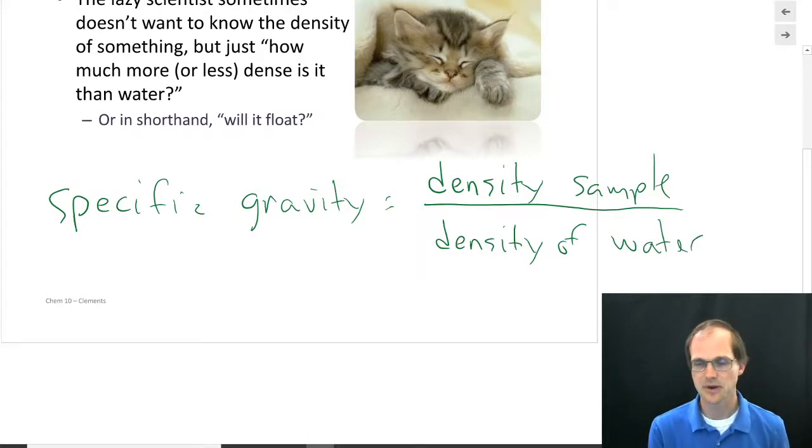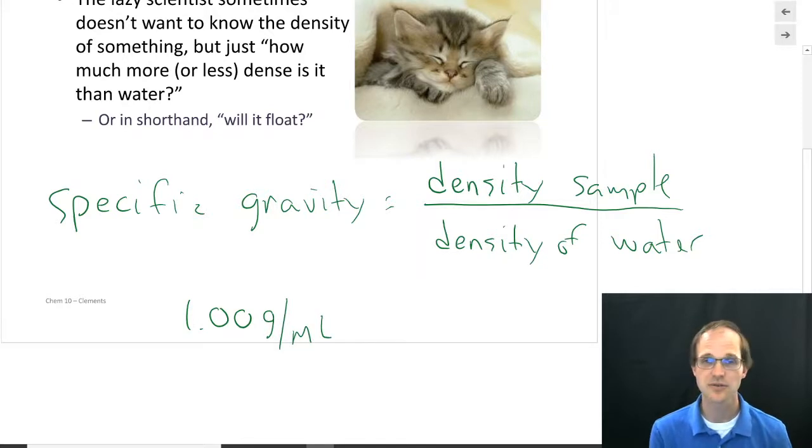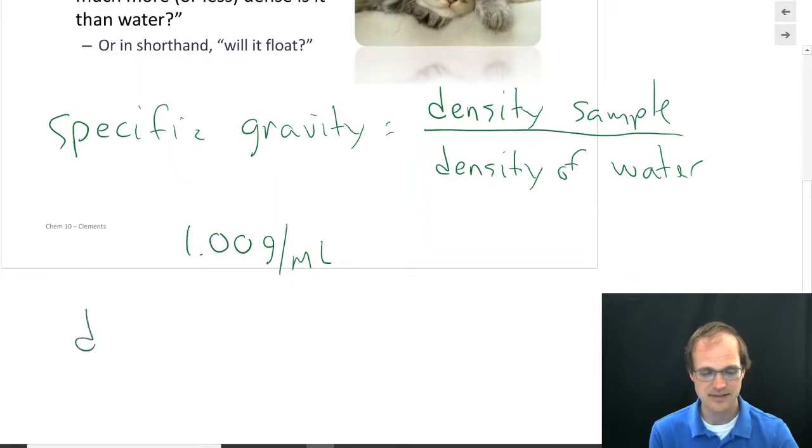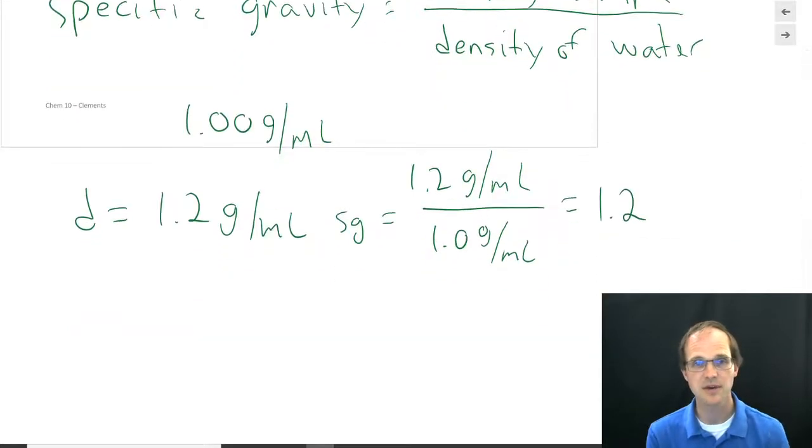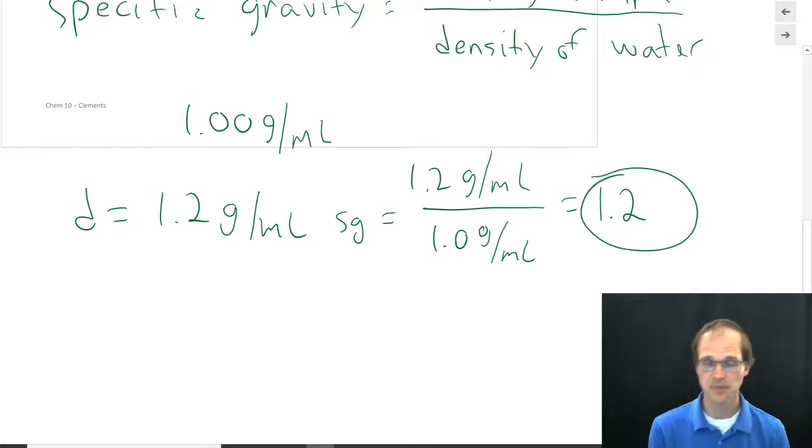Now, this seems okay, but the funny part is, what's the density of water? We said to 3 significant figures, it's 1.00 grams per milliliter. So to find the specific gravity, you're taking the density of your sample and dividing by 1. And when you divide by 1, what do you get? You get that same number back. So the specific gravity of something with a density of 1.2 grams per milliliter is 1.2 grams per milliliter divided by 1.0 grams per milliliter, which is equal to 1.2. And what you end up with is the density again, but without any units.